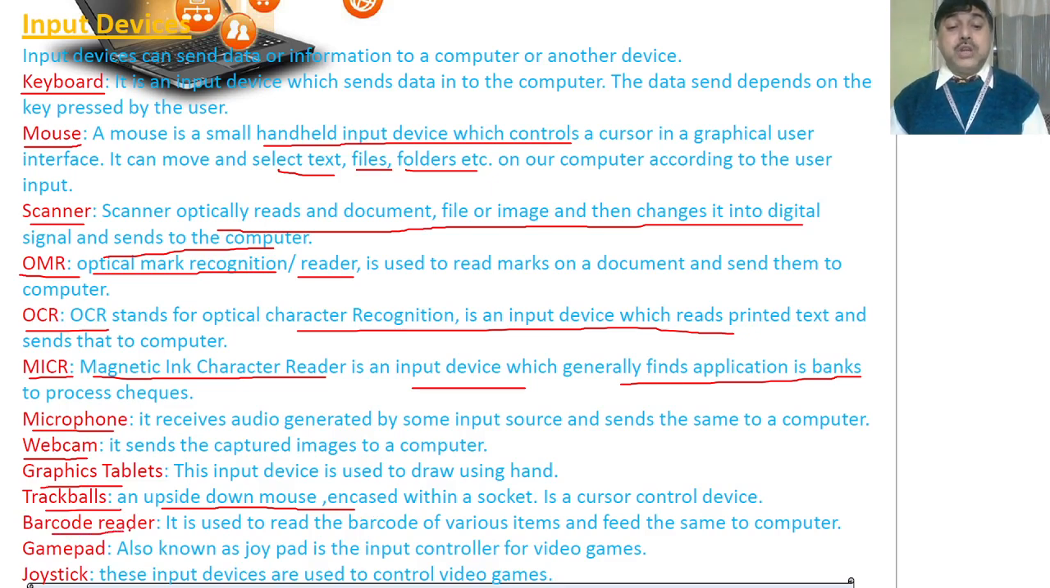Next, the barcode reader. Barcode reader means what? There are various types of barcodes we can find. If you purchase any product, there is a barcode. Next, a gamepad. Gamepad means something through which we can control the video game. Next, the joystick. So these are the different things that we use as input devices.